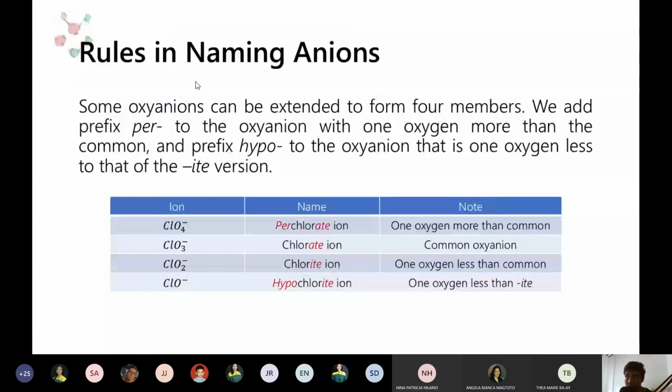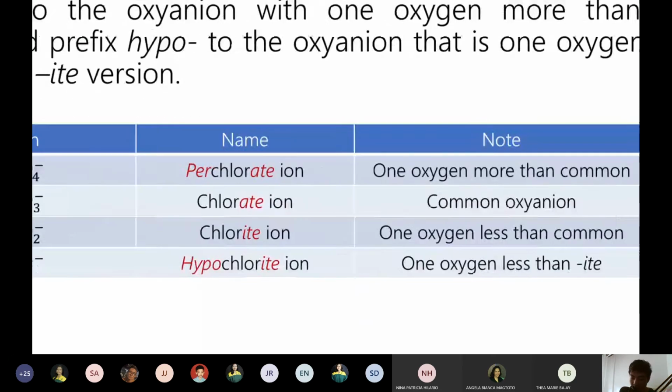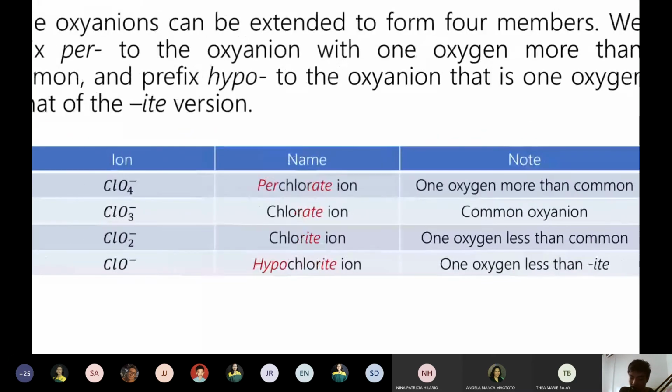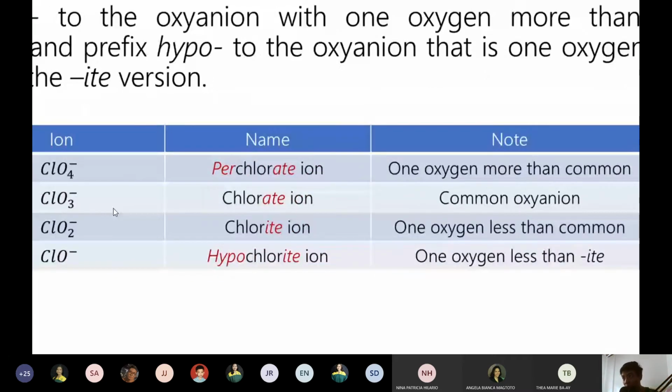So, ang sabi dito, some oxyanions can be extended to form 4 versions or 4 members such as the chlorate. Apat yung kanyang uri. Okay. So, tignan natin itong apat na uri niya. Ito yung apat na uri ng chlorate. So, you have your base. This is the common oxyanion, the chlorate. If you remove one oxygen sa chlorate, its name will be chlorite.